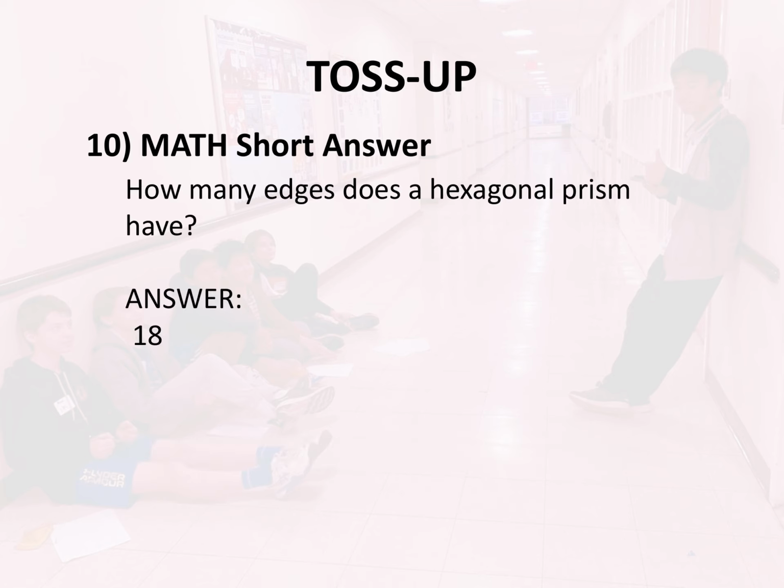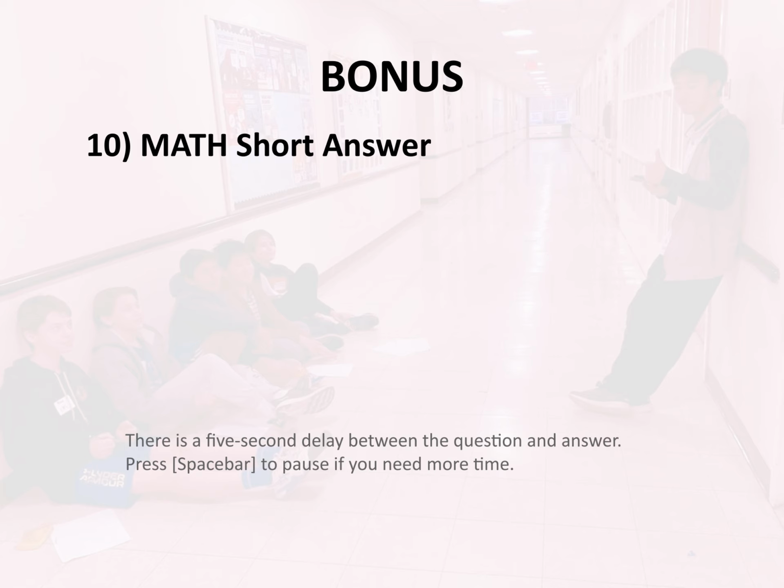Bonus 10. Math. Short answer. A horse is enclosed in a square field of side 100 meters. The horse eats grass along the outside edges of the field, forming a border of uniform width inside the field. If the area of the border is 9/25 of the area of the field, what is the width in meters of the inside edge of the border? Answer, 80.